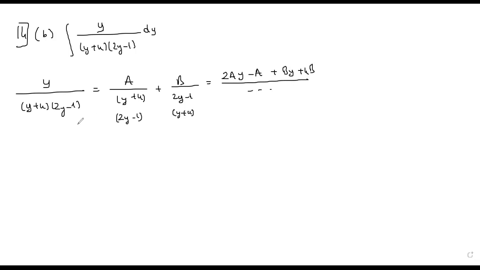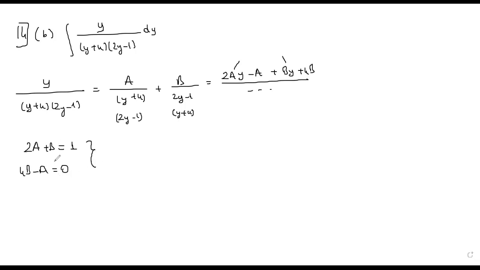Then what does this give us? We see the multiple of y is 2a plus b, right? This one and this one. It gives 2a plus b should be equal to 1. The multiple of y is here 1. And the constant, there is no constant here, then 4b minus a is equal to a, right?